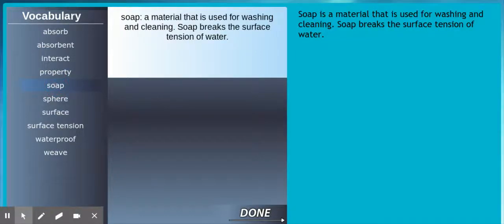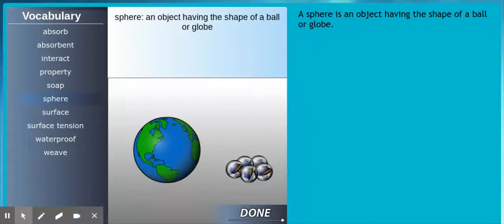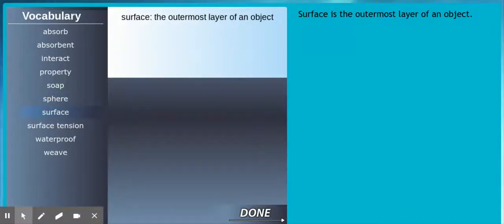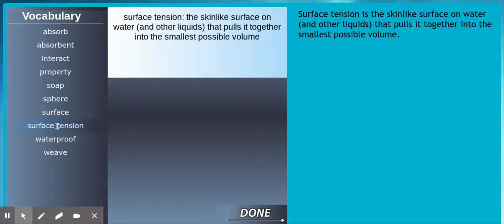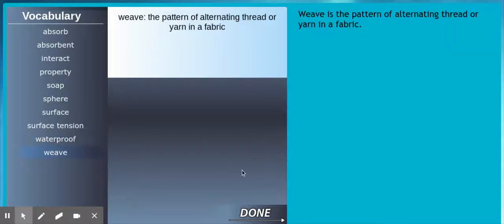Soap is a material that is used for washing and cleaning. Soap breaks the surface tension of water. A sphere is an object having the shape of a ball or a globe. Surface is the outermost layer of an object. Surface tension is the skin-like surface on water and other liquids that pulls it together into the smallest possible volume. A material is waterproof when its surface does not permit passage of water through it. Weave is the pattern of alternating thread or yarn in a fabric.